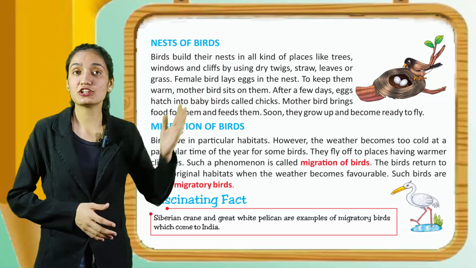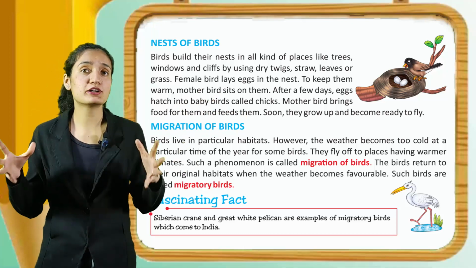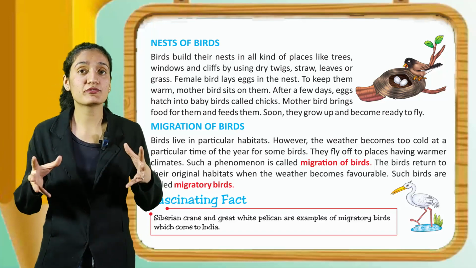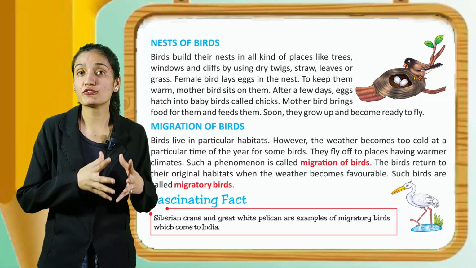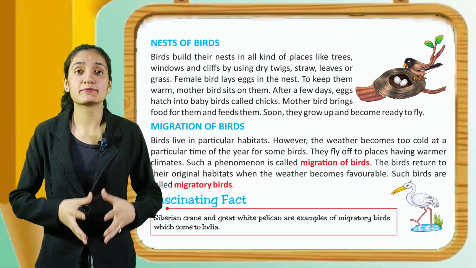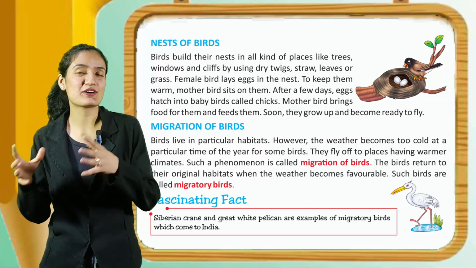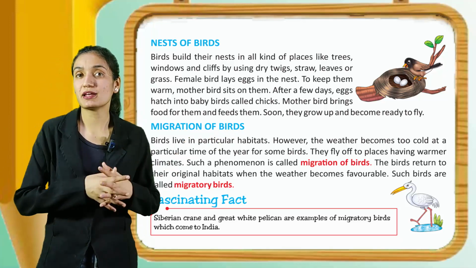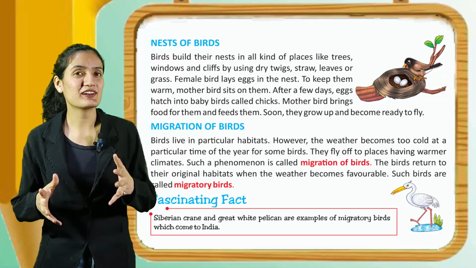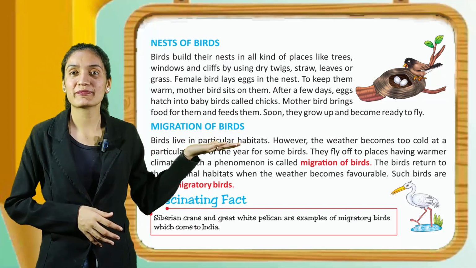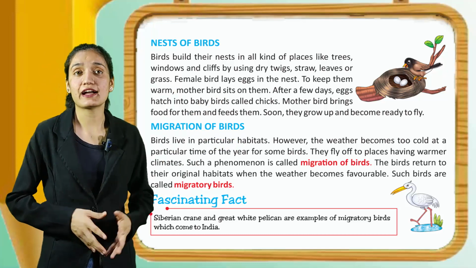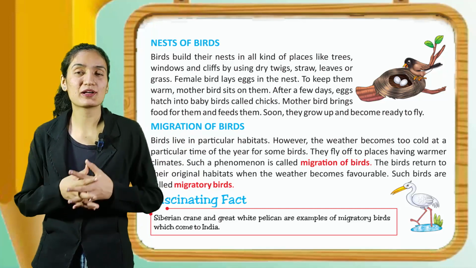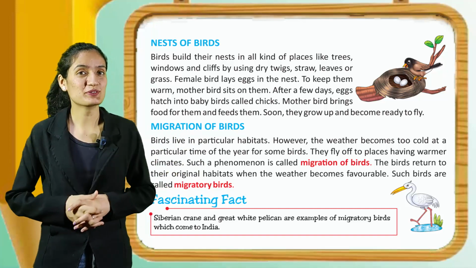Now, migration of birds. Birds live in particular habitats. However, the weather becomes too cold at a particular time of the year for some birds. They fly off to places having warmer climates. Such a phenomenon is called migration of birds. The birds return to their original habitat when the weather becomes favorable. Such birds are called migrating birds. You can see. Now, fascinating fact. Siberian crane and great white pelican are examples of migrating birds which come to India.